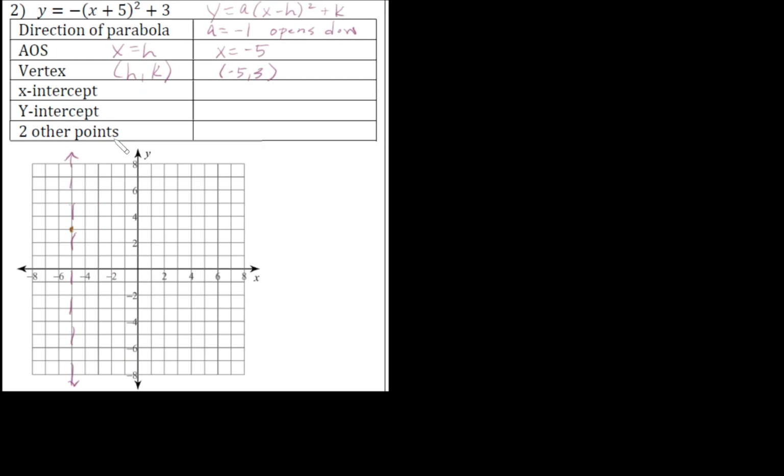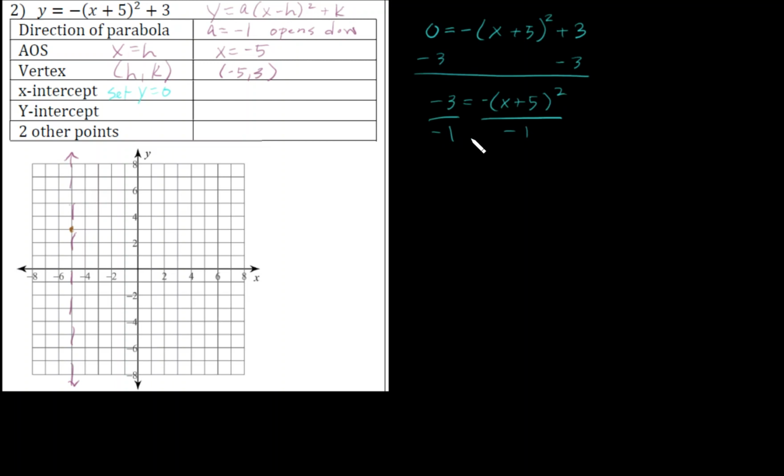Okay, for the x-intercept, we have to set y equal to 0. So that means it's going to be 0 equals -(x plus 5) squared plus 3. I'm going to use Diego's method. Subtract 3 on both sides: -3 equals -(x plus 5) squared. Divide both sides by -1: 3 equals (x plus 5) squared.